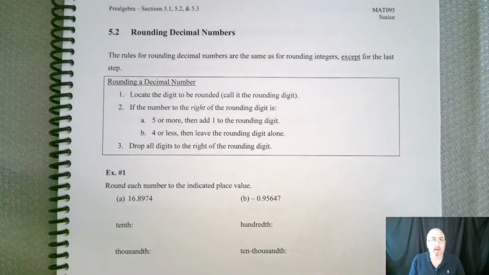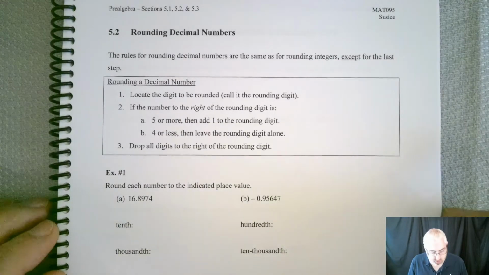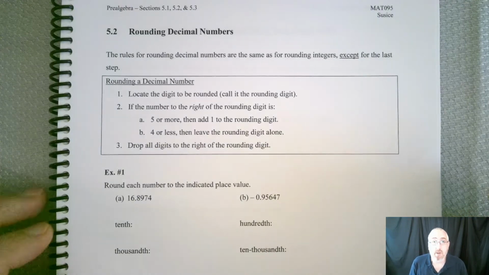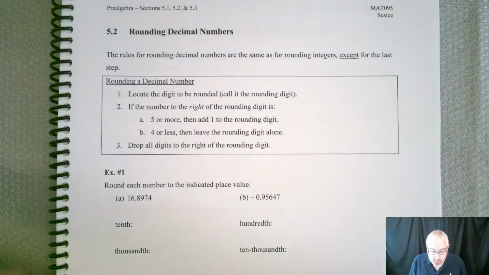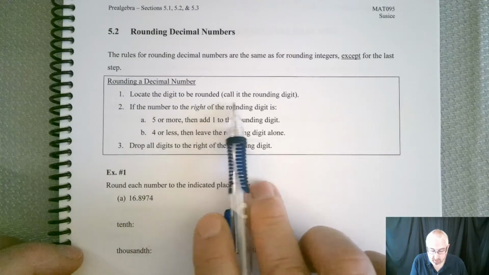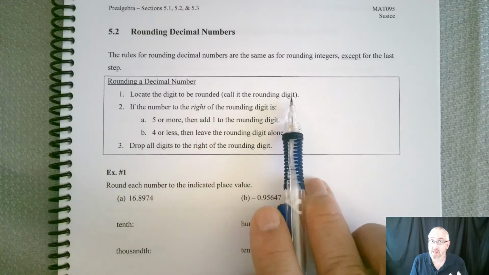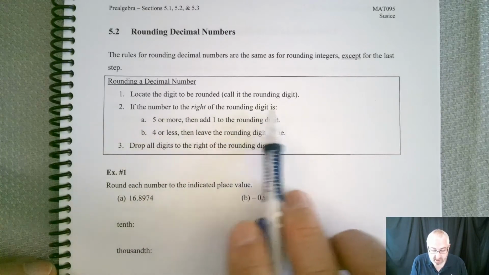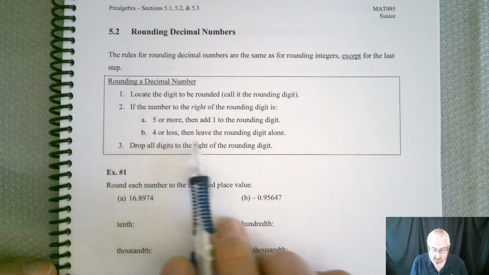All right, so let's get back into 5.2 now, which gets into rounding decimal numbers. So now the rules for rounding decimal numbers are the same as for rounding integers or whole numbers, except for the last step. So again, the first couple steps are the same. We got to locate the digit to be rounded, called the rounding digit, and that's going to be based off of the place value. And then if the number to the right of the rounding digit is 5 or more, we add 1, 4 or less, leave it alone.